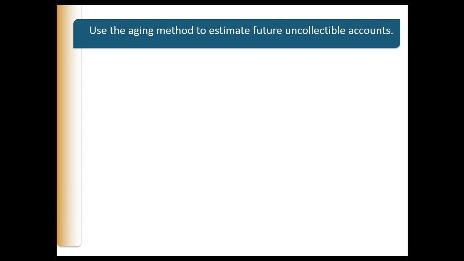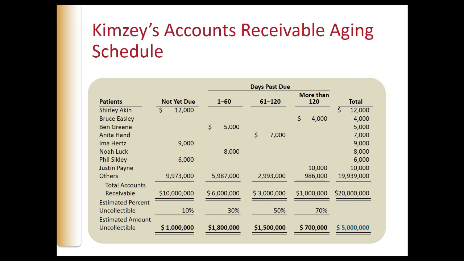We're going to move on to understanding the aging method in estimating future uncollectible accounts. Let's look back at Kimsey Medical Clinic to see a more precise way to estimate uncollectible accounts, the aging method. Now, this slide lists 8 of Kimsey's individual patients' accounts, including the amount owed by each patient and the number of days past due. For simplicity, all remaining patients' accounts are summarized in the Others row.